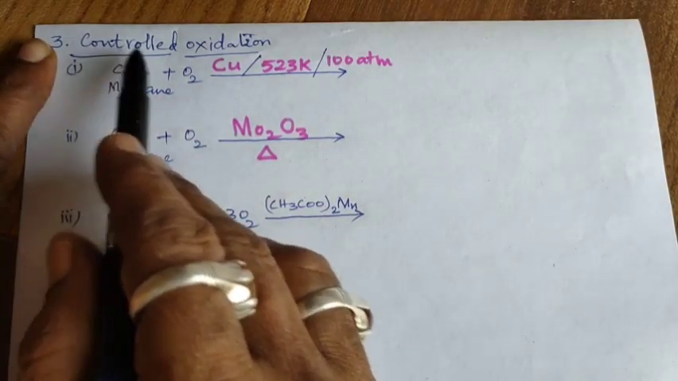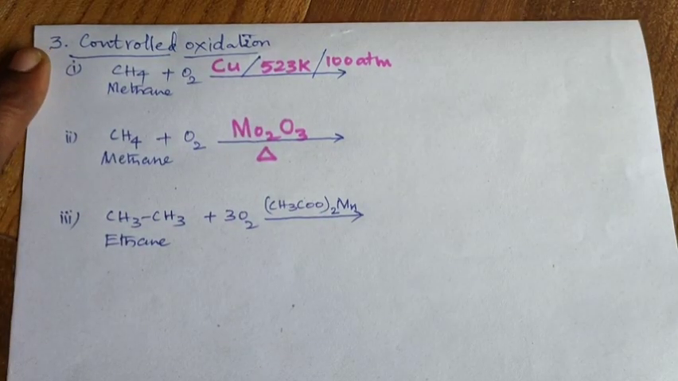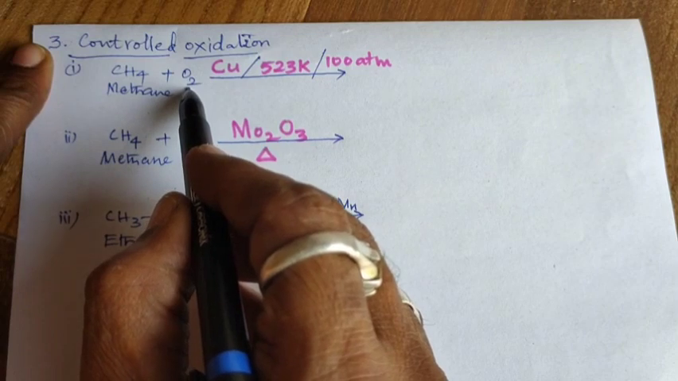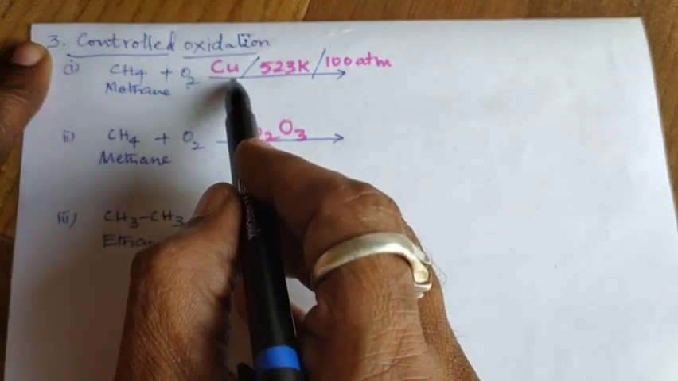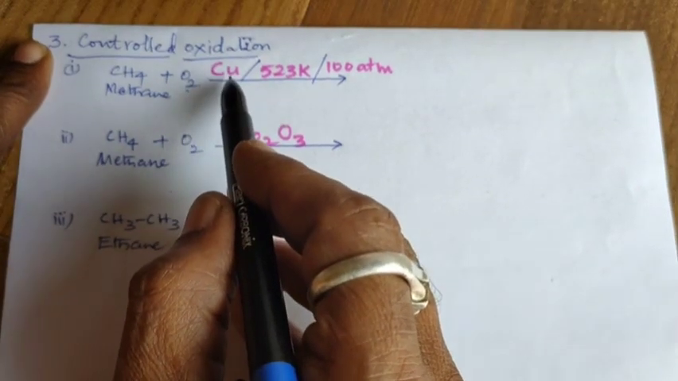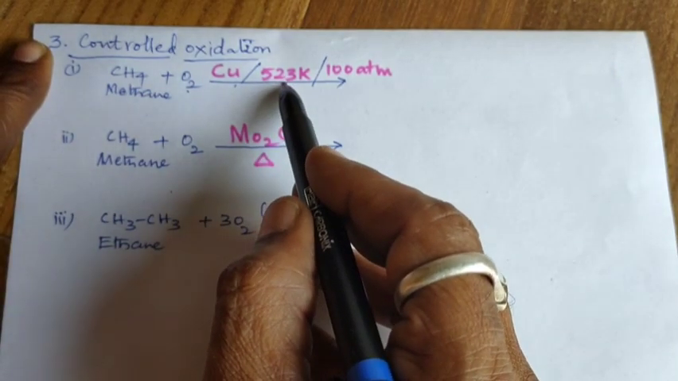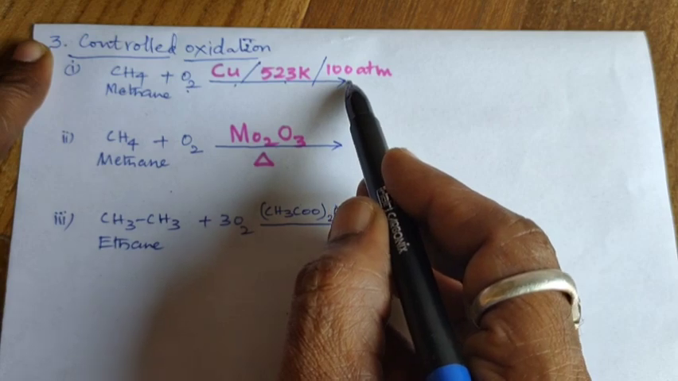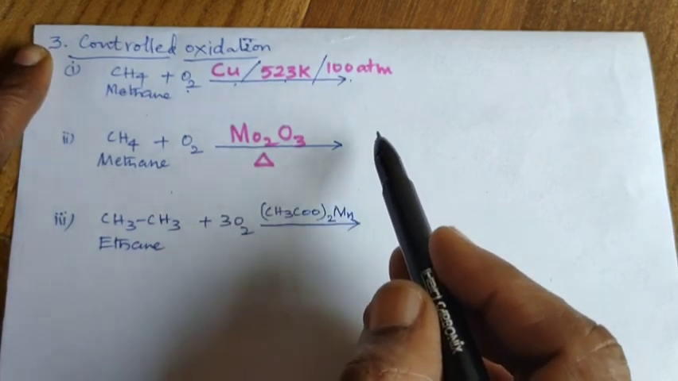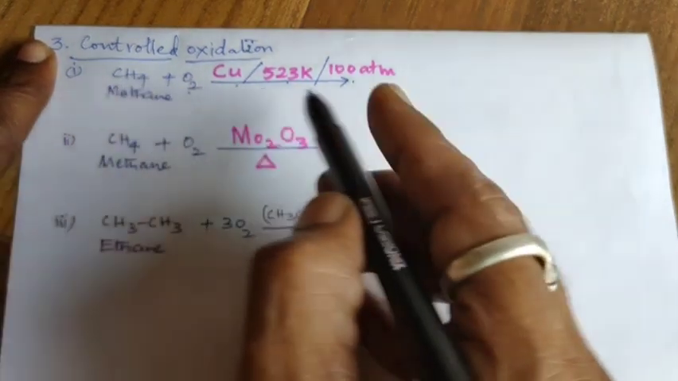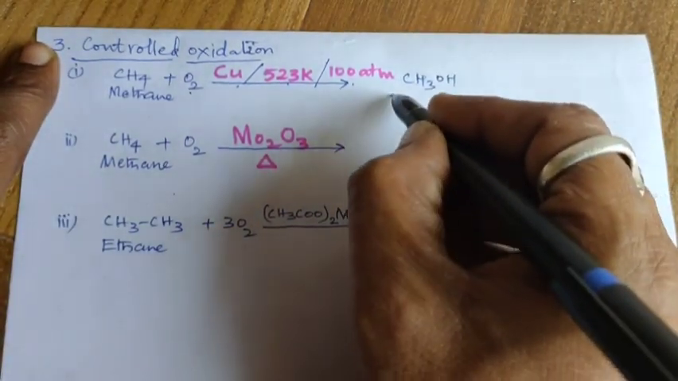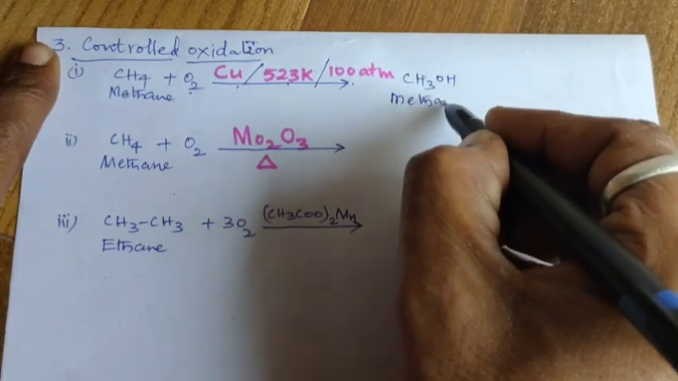Next one is controlled oxidation by certain reagents. Methane undergoes oxidation with oxygen in the presence of copper metal, as written on the arrow mark, and we maintain a temperature of 523 Kelvin and a very high pressure, 100 atmospheres. And the product formed is CH3OH, methyl alcohol or methanol.